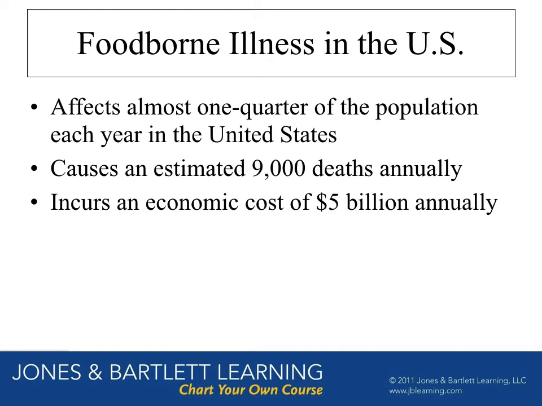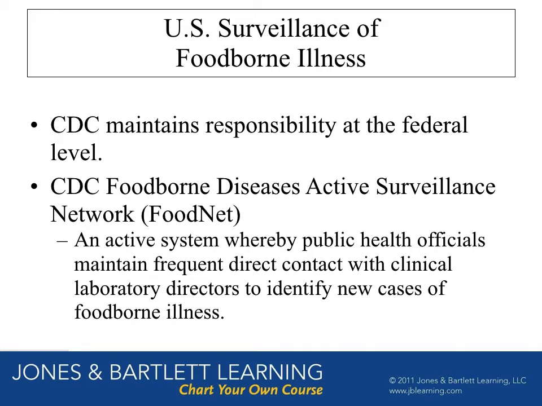And this goes worldwide. So the costs are enormous here, but again, think back to the factors of global distribution, large-scale agricultural production, and so it makes it easier for things to happen on a broader scale than when we had more local economies, local food production, and local food distribution. Again, the resistance factor is something that I think is a huge thing, whereby we're just more susceptible to some of these things. Surveillance in the U.S., the CDC maintains responsibility at the federal level.